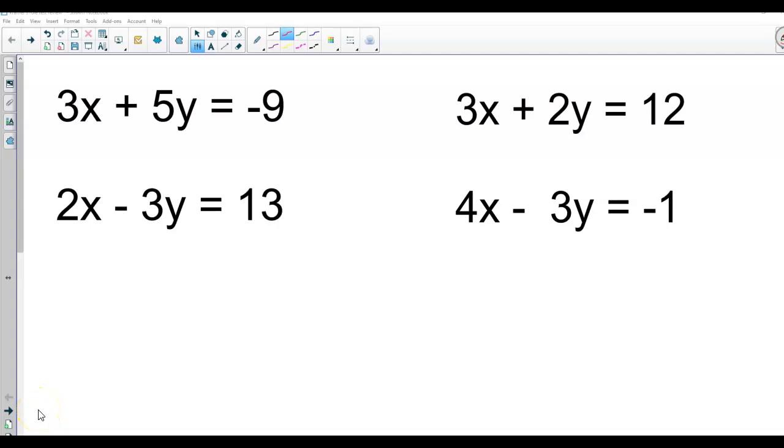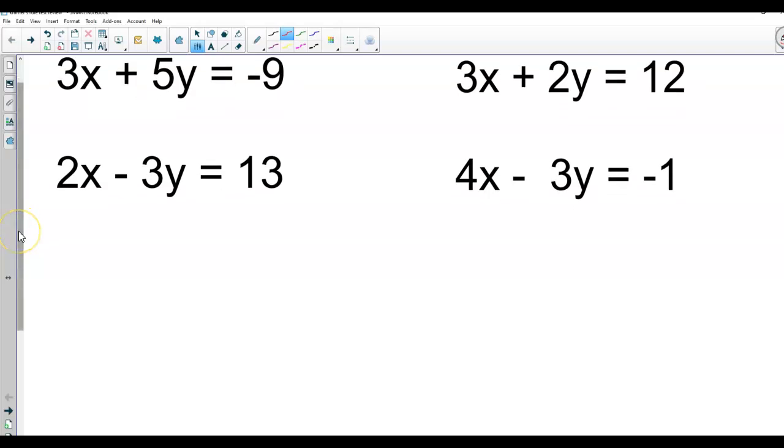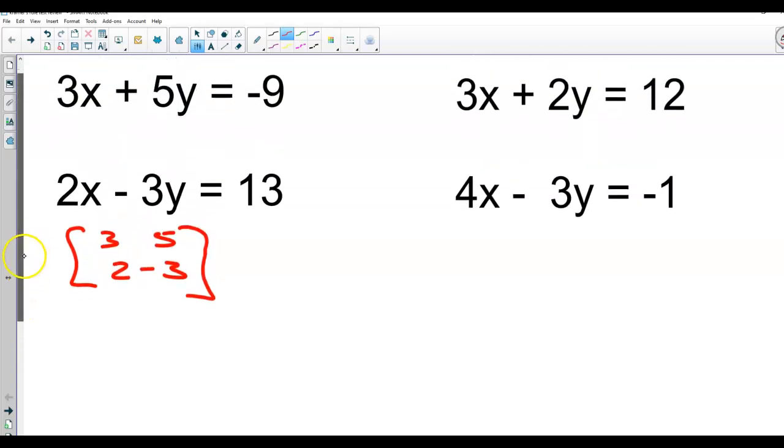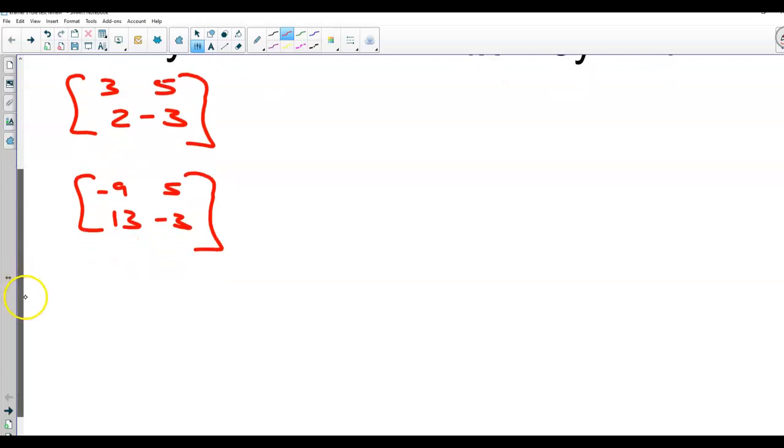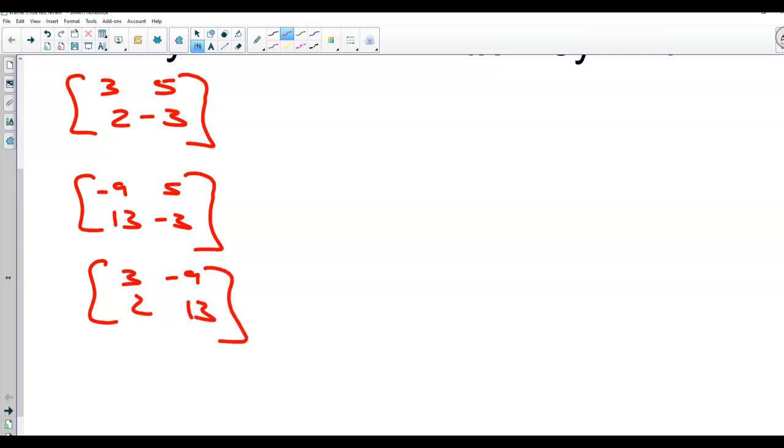So when you have to solve these by Cramer's rule, my advice is get the three matrices down first. And be very careful with signs. Signs are going to be huge here. Negative 9, 13, 5, negative 3. And then 3, 2, negative 9, 13. Okay, that's what my three matrices should look like.